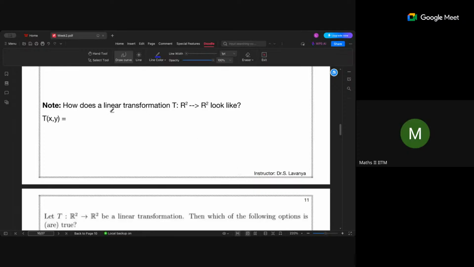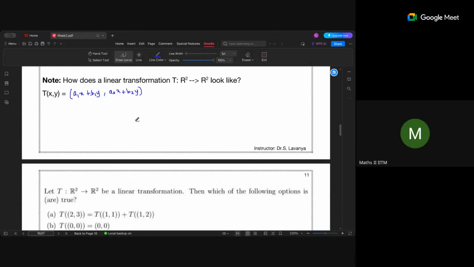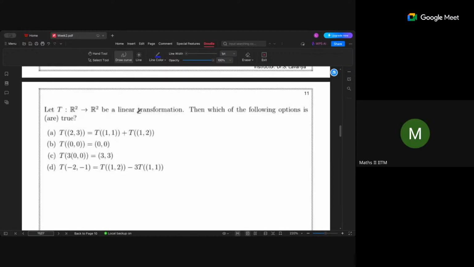Okay. So this is something which I already told you. Can you now tell what is the answer for this? How does a linear transformation T from R2 to R2 look like in general? What is the answer? So I have already told you. A1x plus B1y, A2x plus B2y. Okay, good. So let T from R2 to R2 be a linear transformation.